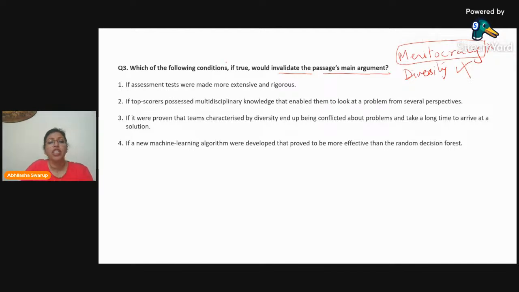So which of the conditions would invalidate the passage's main argument? So something that would invalidate the diversity argument, right? So let's take a look. Let's read and find out. I'm giving you guys a minute to read through the options and then find out and tell me.